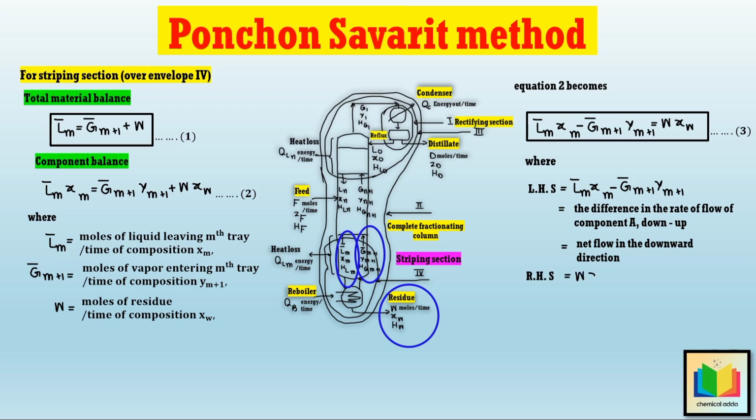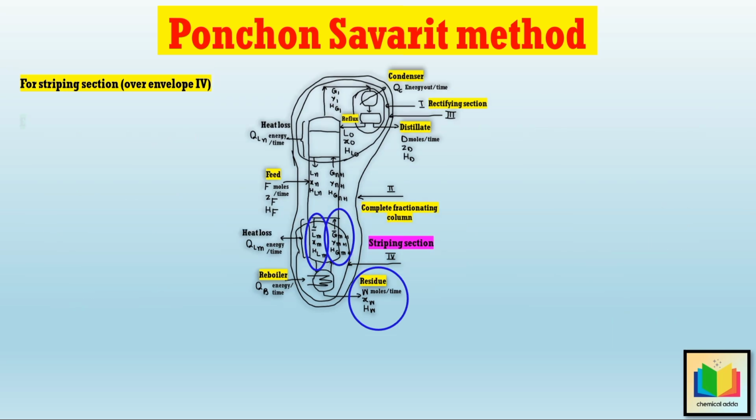But the right-hand side of equation 3, W X_W, remains constant for the specified distillation. Because W X_W represents the rate of permanent removal of A from the bottom, which is constant for the specified operation. And this difference is independent of the tray number within this section of the tower. Hence, from this, we can conclude that the difference or net rate of flow of component A in the downward direction is also constant. Now, let's write the enthalpy balance for the stripping section.